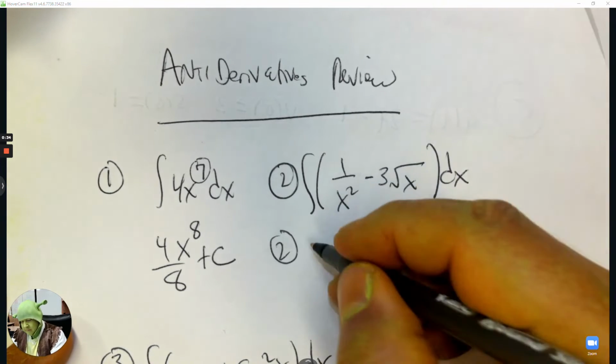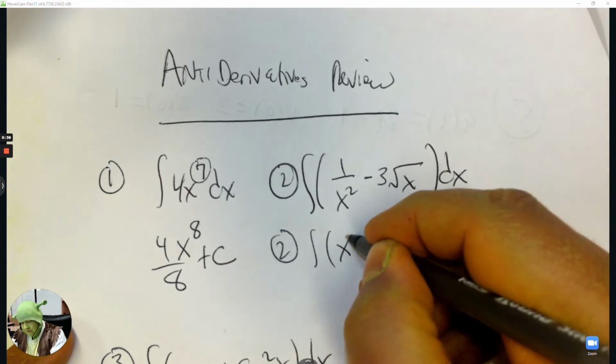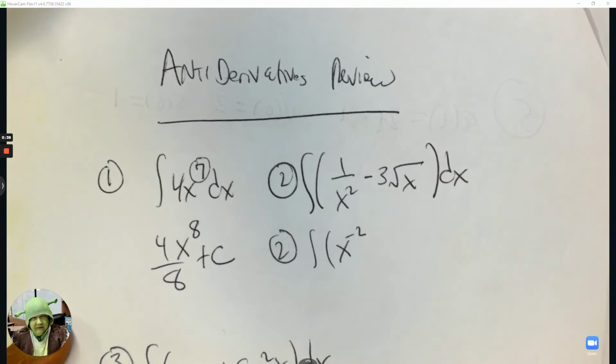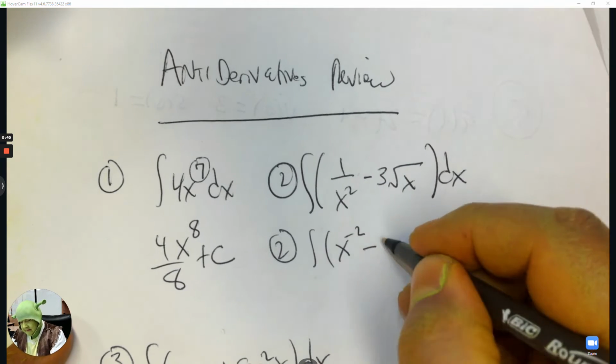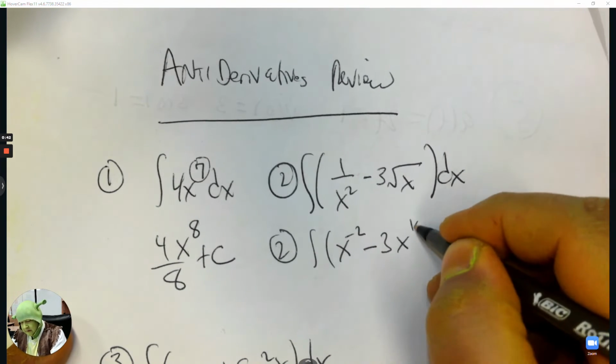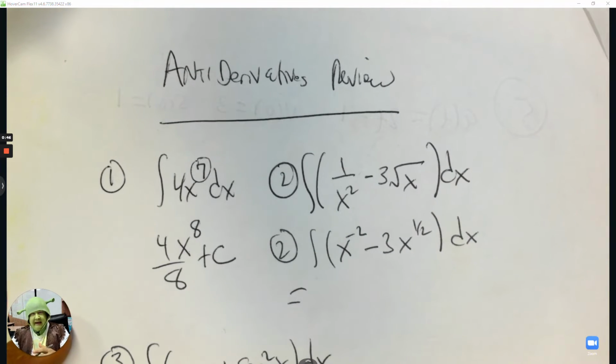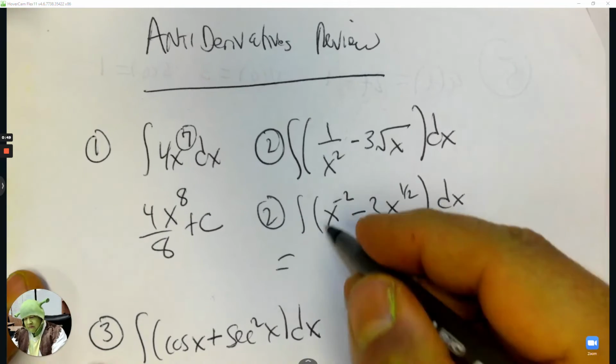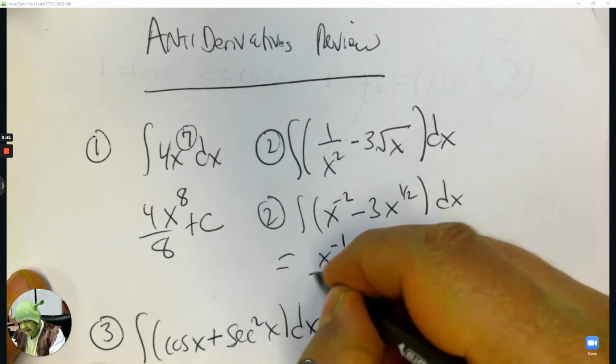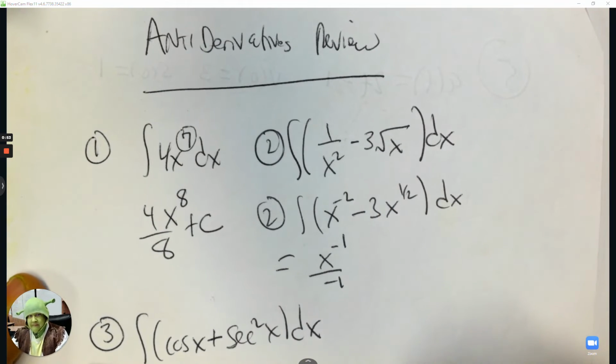For this one, we want to write it friendly first. So 1 over x squared, we're going to write as x to the negative 2. And 3 and the square root of x, we're going to write to the 1/2. So we're going to write it exponentially. So then I can add 1 and divide. So add 1 to the exponent and divide. You can leave the answer that way.